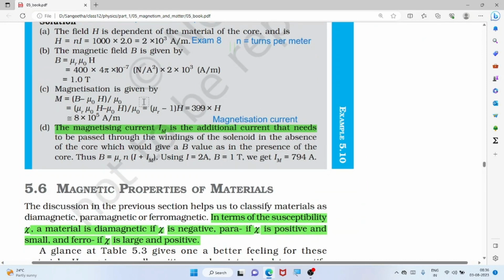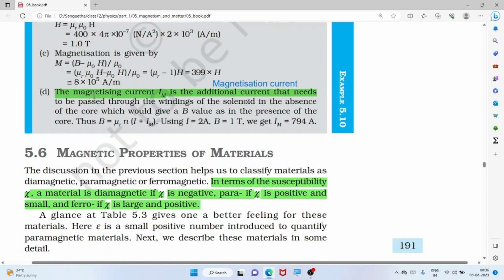What is magnetization current? The magnetization current I_M is the additional current that needs to be passed through the windings of the solenoid in the absence of the core, which would give the same B value as with the core.